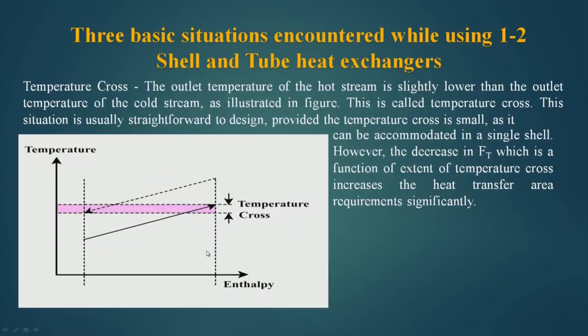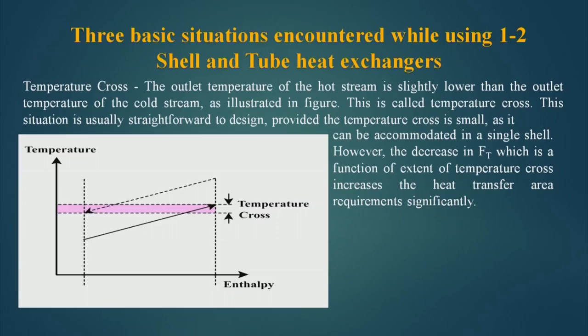Let us see the same graph, but where the outlet temperature of the hot stream is below the outlet temperature of the cold stream. So, there is a considerable amount of temperature cross here, though the temperature cross is not very high. The outlet temperature of the hot stream is slightly lower than the outlet temperature of the cold stream. This is called temperature cross. This situation is usually straightforward to design, provided the temperature cross is small, as it can be accommodated in a single cell.